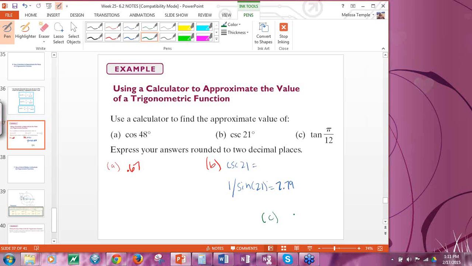Then you'll do the same thing. Tangent, pi. Pi is second and the caret button, which is right above division, over 12. And let me know what you get.